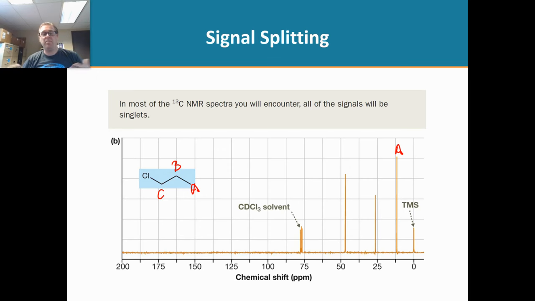Now we can use the same principles that we've learned in proton NMR. We see that carbon C right here is next to an electronegative atom. So inductive effects tell us that carbon C has to be further downfield. So that would make that signal C. And then just by process of elimination, that would be signal B. So all the principles that we've learned in proton NMR can apply to carbon NMR when determining and predicting signals and where they show up.